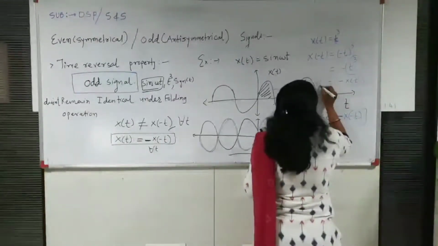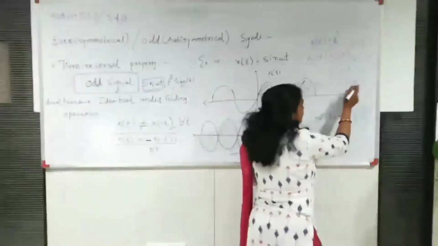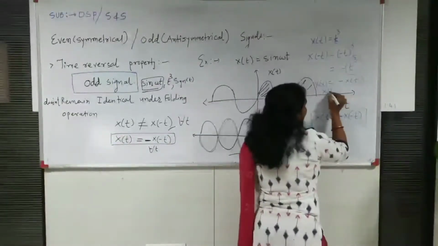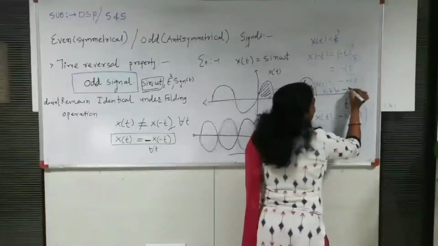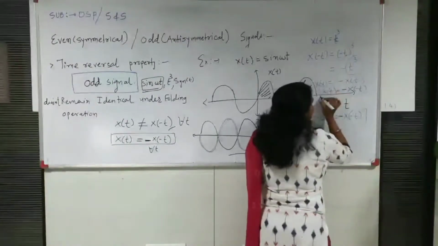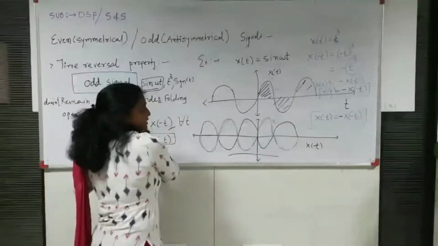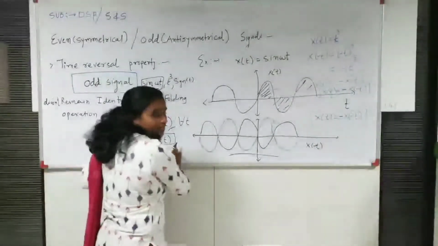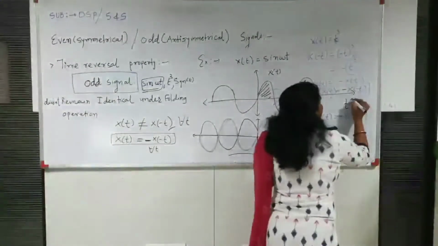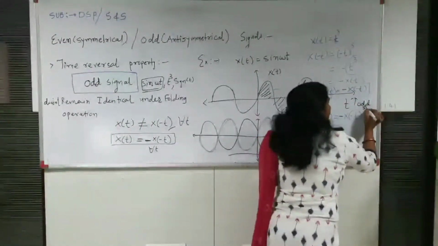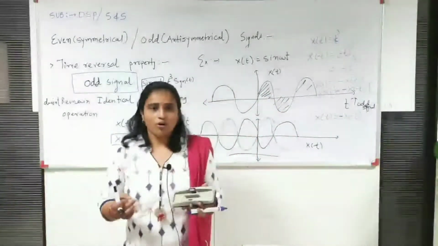Now here the condition is x of minus t is equal to minus of x of t. So can we write it this way, x of t is equal to, with this minus moved here, x of minus t. So this is the condition of the odd signal, x of t is equal to minus of x of minus t. The same condition we are getting here, so it's called an odd signal. In this way we can verify whether our signal is an even or odd signal.